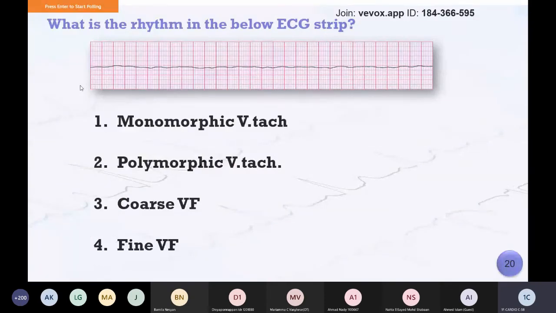So what about this one? This is maybe the last one. Take the shot. Is it monomorphic VTAC, polymorphic, coarse VF, fine VF? I need 100% correct on this one.